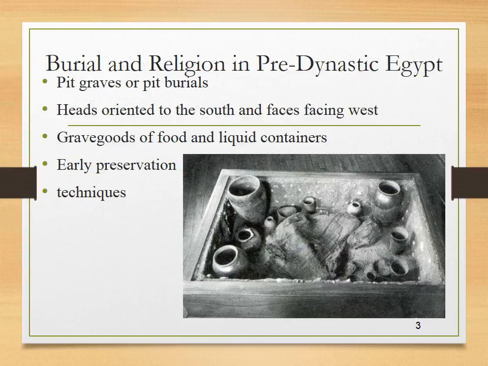Okay, so really what you're looking at here is we know that later Egyptians worshiped the sun. And they believed that the sun was born in the east, lived out its life during the day, and then died in the west, and then was resurrected in the east again. And so what you've got here, especially with the faces facing west, is that people believed that they would die just like the sun and be resurrected into the afterlife.